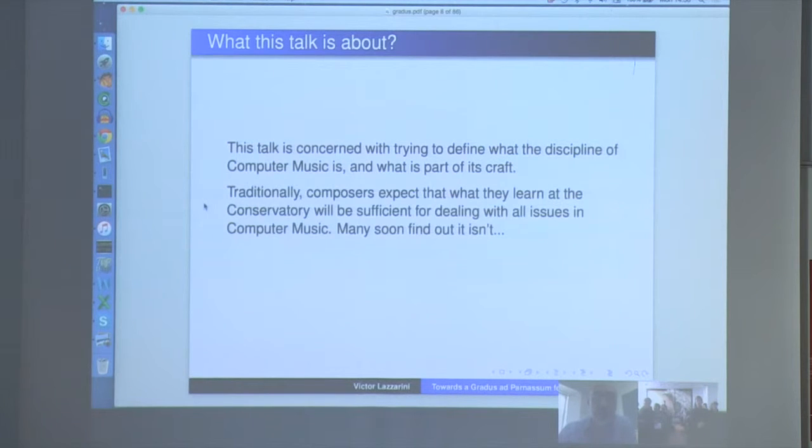Traditionally, composers expect that what they will learn at the conservatory will be sufficient for dealing with all the issues in computer music. It won't take long for them to find out that it's not what they think to start with. In that case, they go and look for a studio assistant.